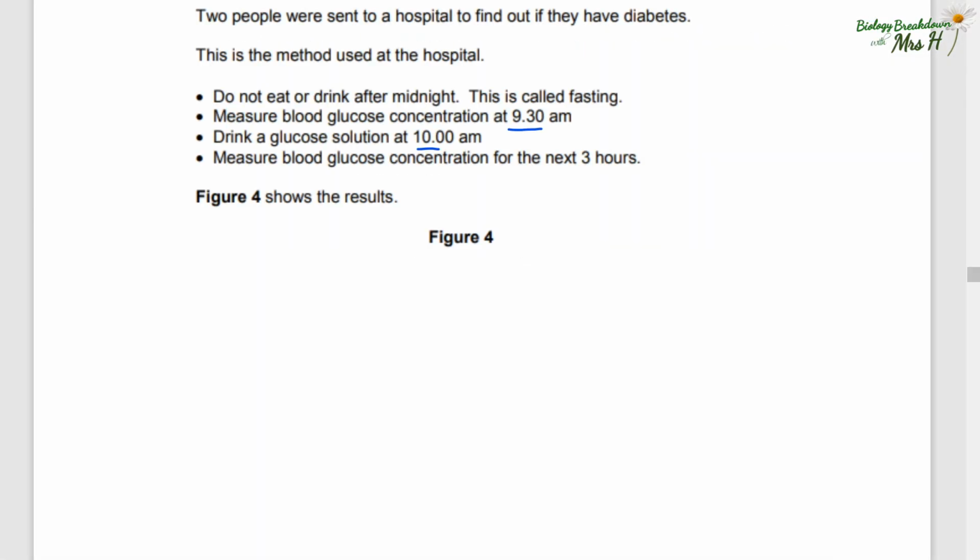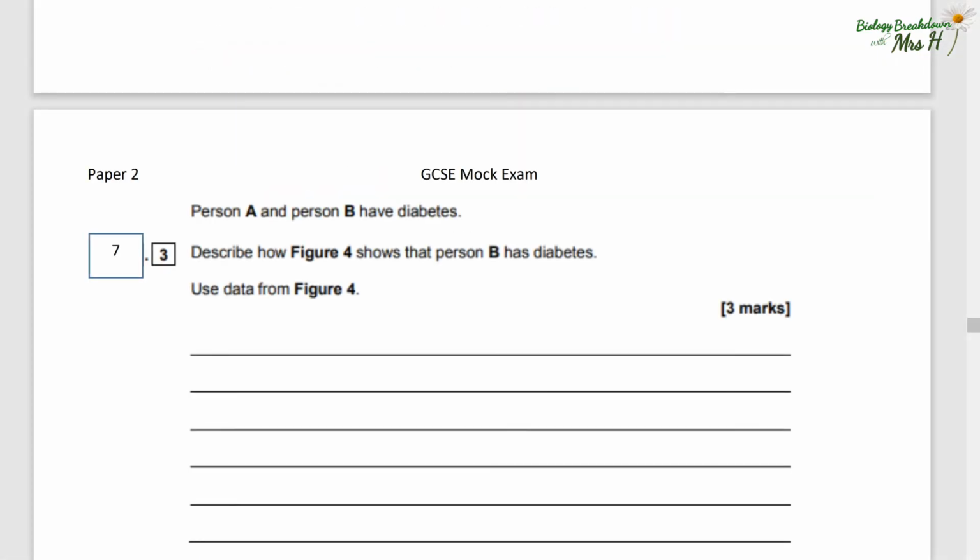Two people were sent to hospital to find out if they have diabetes. This is the method used at the hospital. Do not eat or drink after midnight. This is called fasting. Measure blood glucose concentration at 9:30 a.m. Drink a glucose solution at 10 a.m. Measure the blood glucose concentration for the next 3 hours. Person A and person B have diabetes, so they both have diabetes.